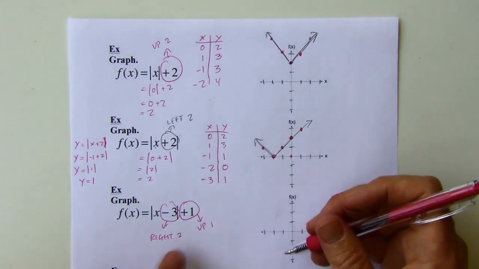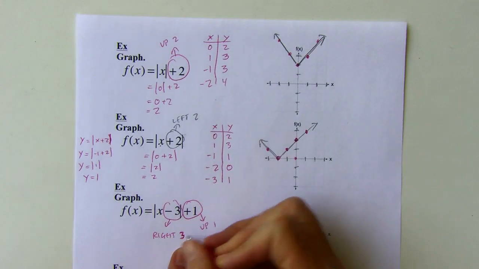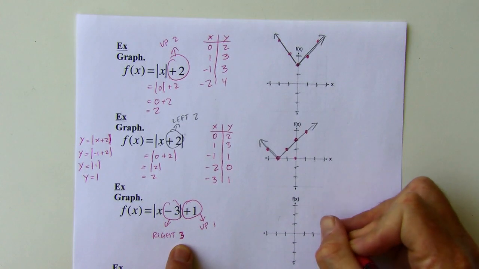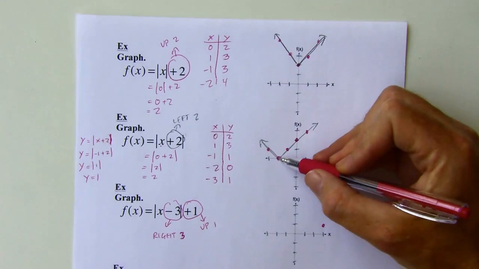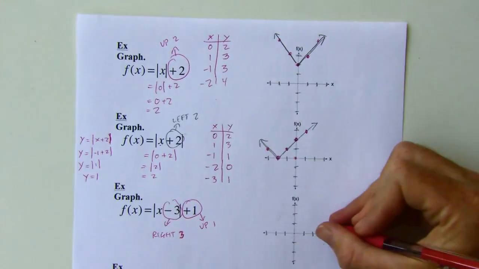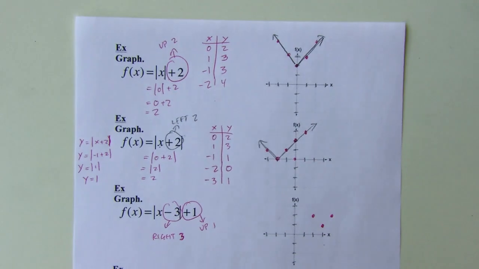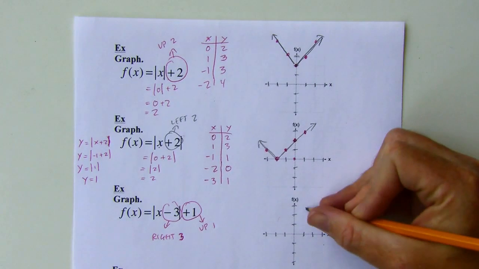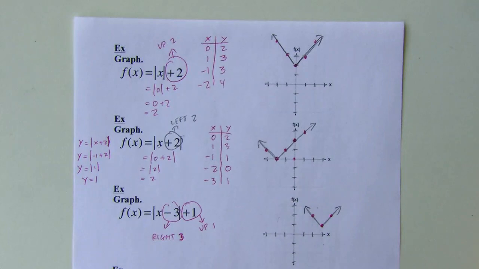Let's see. Why did I write 2? That should be right 3. That's what I meant. So I'm going to go from the point 0, 0, right 3, up 1. 1, 2, 3, up 1. And that should be the vertex. To find the rest of the points, I'm just going to follow this pattern: up 1 to the left 1, up 1 to the right 1. On any of these problems, I'd want you to plot at least 3 points. You need the vertex and 2 other points to show where the V is going. You could do more if you wanted, but 3 would be the minimum. And there I've got my absolute value function. There's my V.